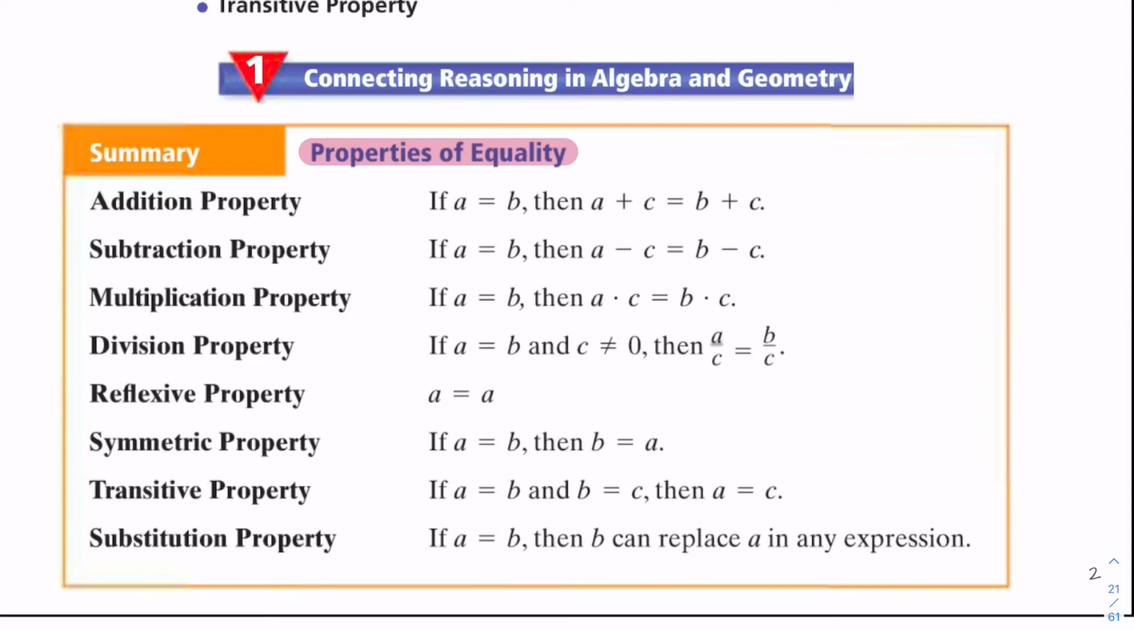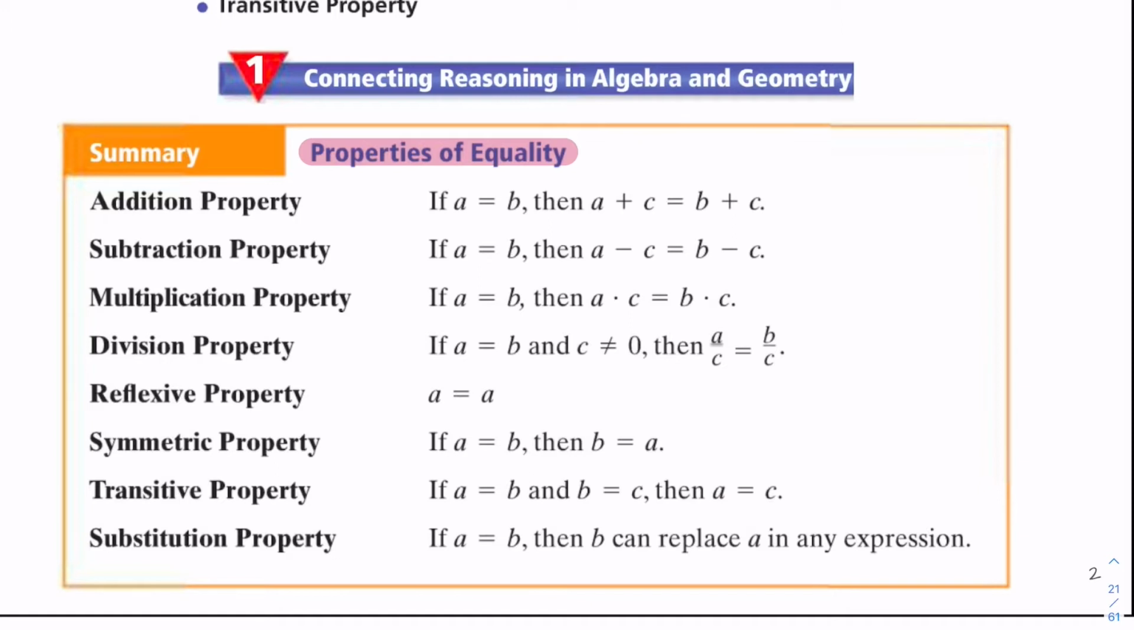So 5 equals 5 is a reflexive property. 8 equals 8. Z equals Z. This is the reflexive property. The symmetric, transitive, and substitution properties all have to be if-then statements. If something happens, then something else happens. If something happens and something happens, then something else happens, okay?